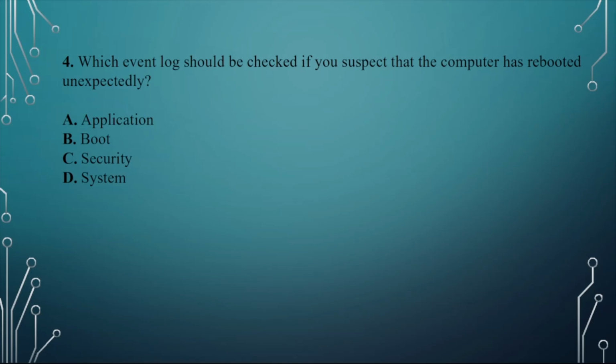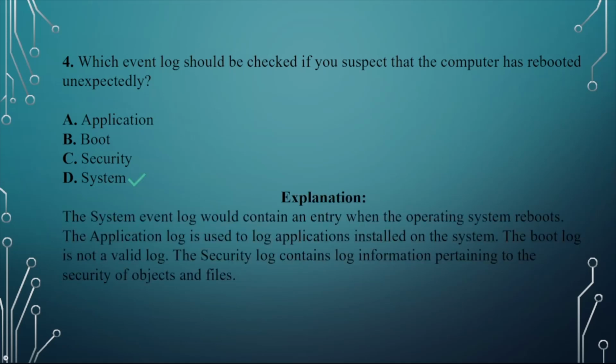Question number 4. Which event log should be checked if you suspect that the computer has rebooted unexpectedly? A. Application. B. Boot. C. Security. D. System. What event log should you check if you notice that your computer has just turned off unexpectedly? This is D. System. So the System event log would contain an entry when the operating system reboots.